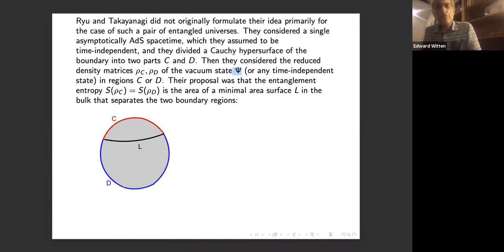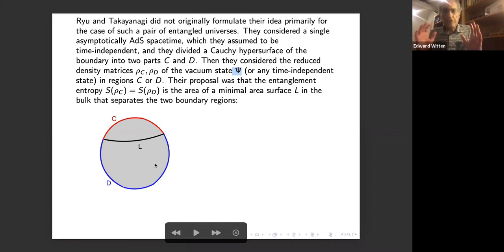And they propose that the entanglement entropy of the reduced density matrix is the area of a minimal area surface, L, that separates the two boundary regions. So if space-time is 3-dimensional, and therefore space is 2-dimensional, as I've drawn, then the minimal area surface L is a geodesic. So that's a perfectly good example of this. If you take at face value the 2-dimensional picture, then L is a geodesic in the hyperbolic space. And its area is its length.